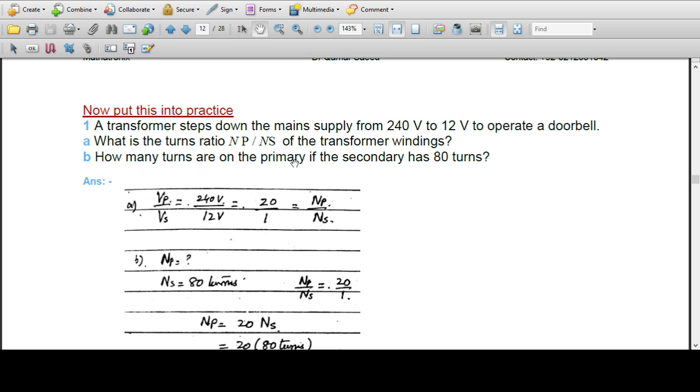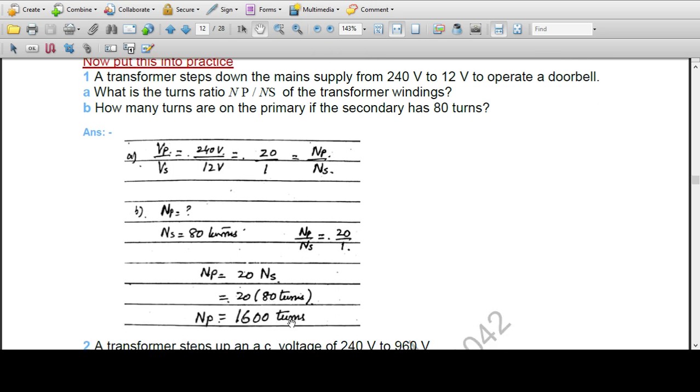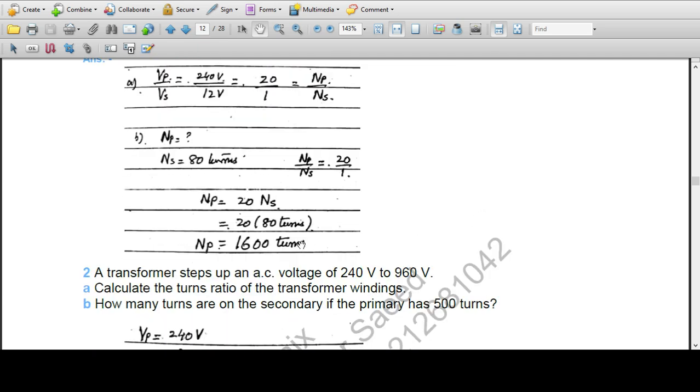How many turns on the primary if the secondary has 80 turns? Secondary Ns has 80 turns and Np becomes 1600 turns. The primary turns will be 1600, which is 20 times more than the secondary, because the secondary has a low voltage, 12 volt, and the primary has a higher voltage, 240 volt. So the number of primary turns will be 1600 turns.